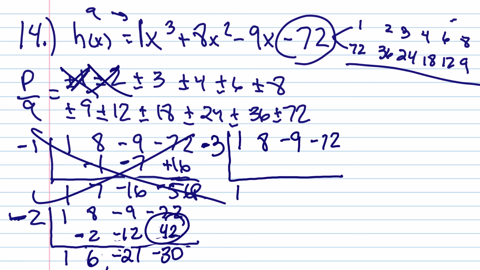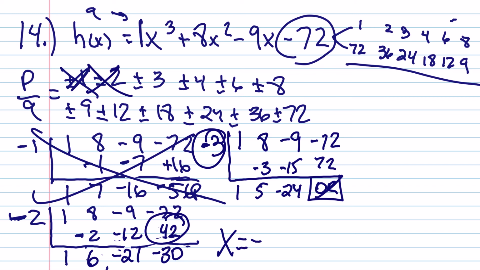Negative 3 times 1 is negative 3. Add to 5, get 2. Negative 3 times 2 is negative 6, add to negative 15... that gives negative 24, which gives positive 72, which means I have no remainder. Which means that's a solution. So I know one answer is x is equal to negative 3.